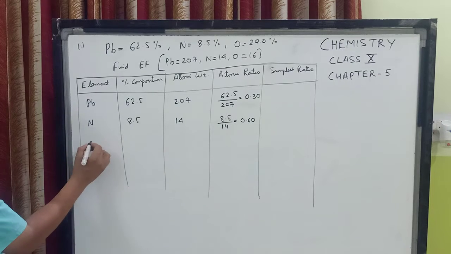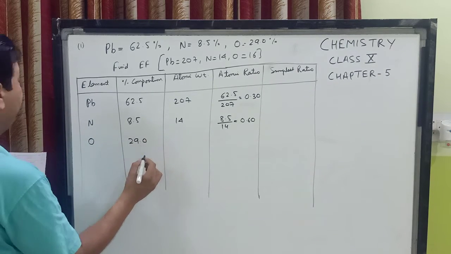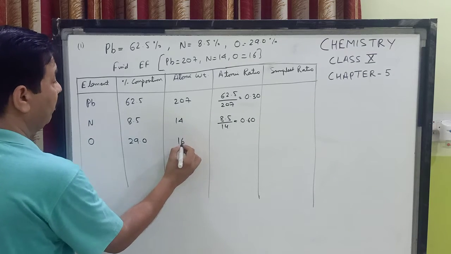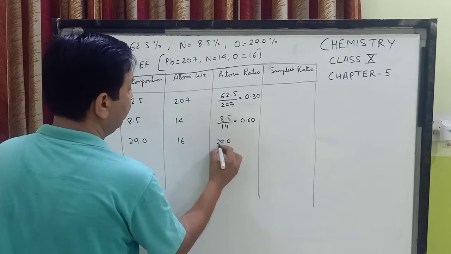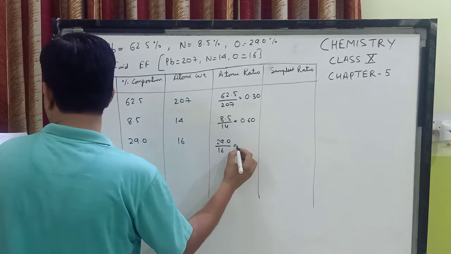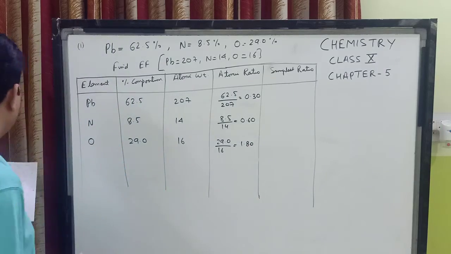Then the next, children, is oxygen, and the percentage of oxygen is 29%. The atomic weight of oxygen is 16. The atomic ratio will be 29.0 upon 16, and it comes out to be 1.80. So these are the values.